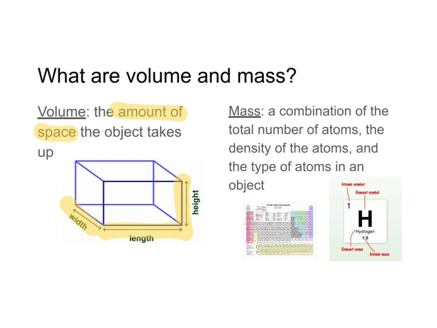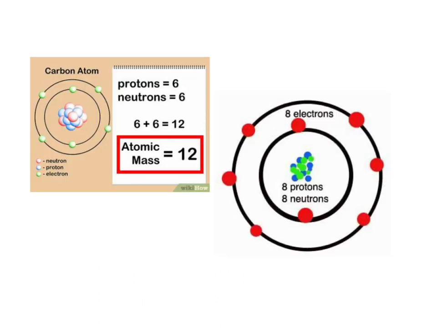Now, our other term that we used when defining matter was mass. Mass is the combination of the total number of atoms, considering their density and the type of atoms that you have in an object. Now, that's a little bit tricky, so we want to dive deeper with that. We saw in a previous class that atoms are made up of protons and neutrons in the nucleus and electrons around the outside. We call that the orbitals.